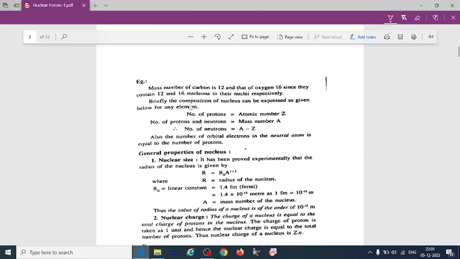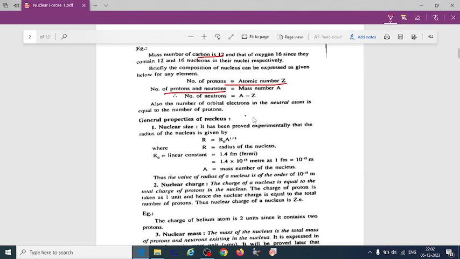Let us take an example like carbon. It consists of 6 protons and 6 neutrons. Then the atomic number is the number of protons, and the mass number is the number of protons and neutrons. So if you want to calculate the number of neutrons, 12 minus 6, that is 6 neutrons for carbon.